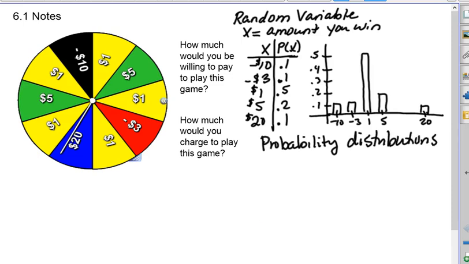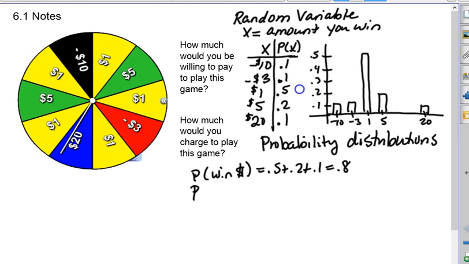Now, we can use this information to investigate our question. How much would you be willing to pay to play this game? Well, we can look at the probability of winning. The probability of winning something would be 0.5 plus 0.2 plus 0.1. All of those would involve winning. So we have an 80% chance of winning something.